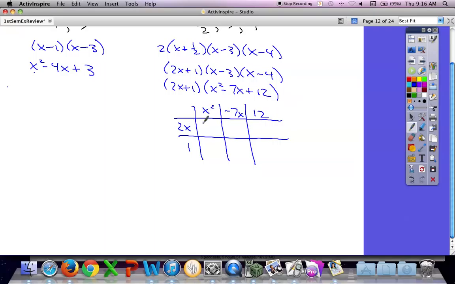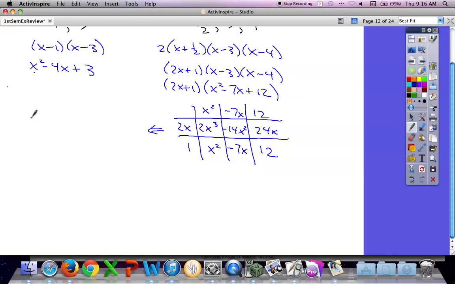So 2x times x squared is 2x to the third. 2x times negative 7 is minus 14x squared. 2x times 12 is 24x. 1 times x squared, 1 times negative 7x, and 1 times 12. Right, so by multiplying 2 terms times 3 terms, we made 6 terms, but some of them are like terms, so combine the like terms, right?